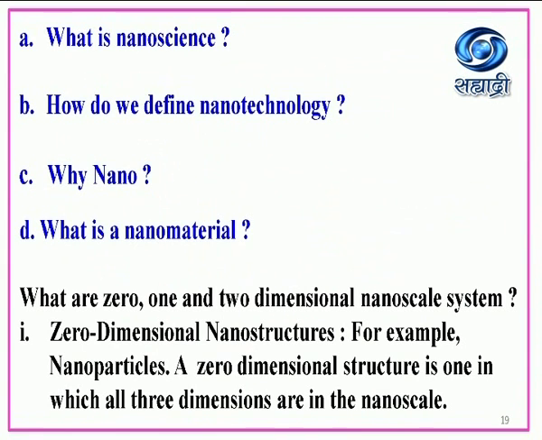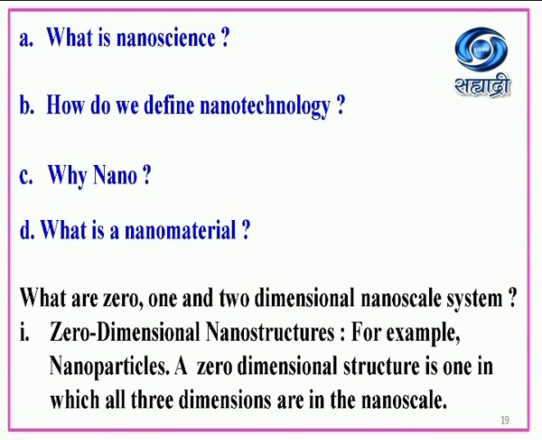What is nanoscience? Nanoscience is the study of phenomenon and manipulation of materials at atomic, molecular, and macromolecular scales, where properties differ significantly from those at a larger scale. How do we define nanotechnology? Nanotechnology is the design, characterization, production, and application of structures, devices, and systems by controlling shape and size at nanometer scale.